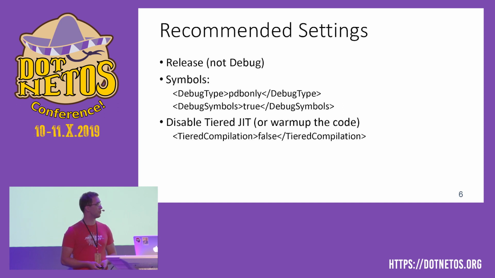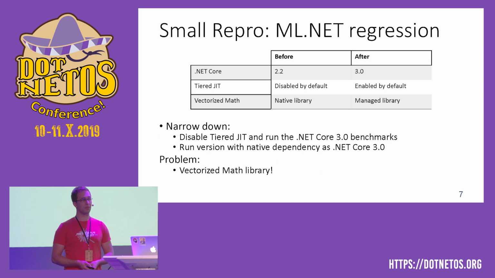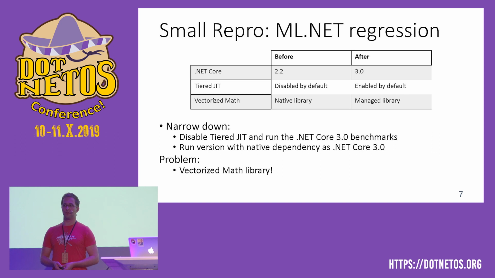And the third very important thing: recently we have shipped .NET Core 3.0 and it has TieredJIT enabled by default. And TieredJIT has some warm-up heuristic. If you have a small repro case and you are not profiling startup time and you don't know how to properly warm up your code, then you should just disable TieredJIT, because it's going to make your investigation and analysis simpler.